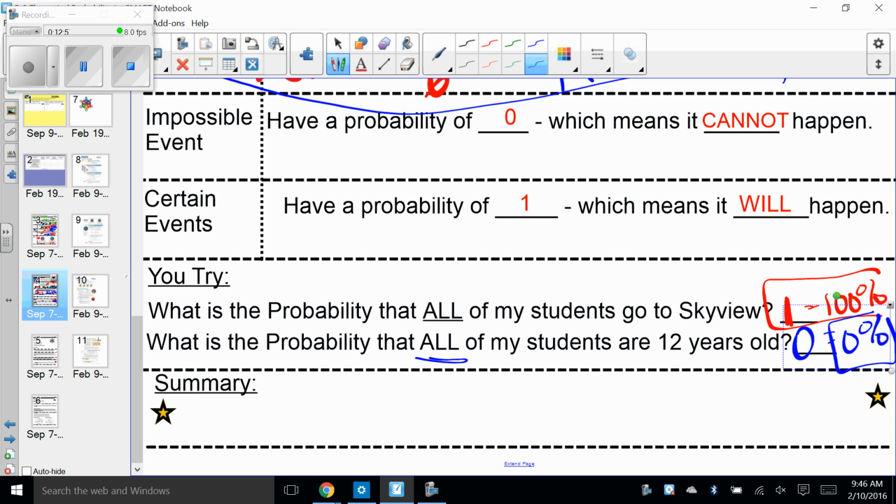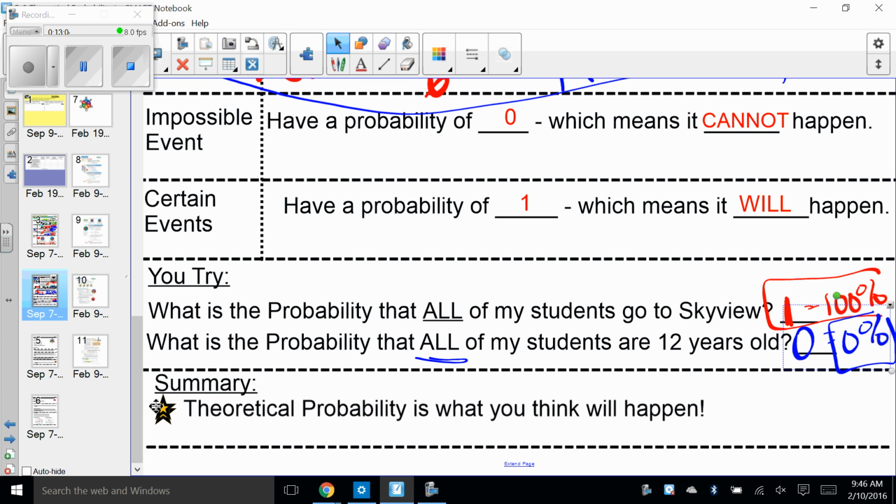No. So for today's lesson, we talked about theoretical probability. We're really talking about what we think is going to happen. So theoretical probability is what you think is going to happen. It doesn't mean when you actually go do the experiment, it's going to happen for sure.